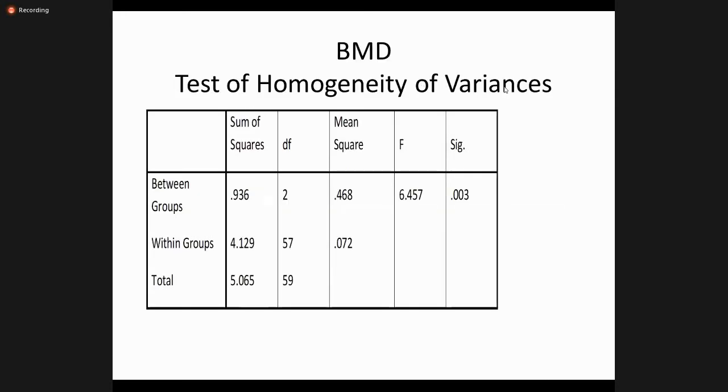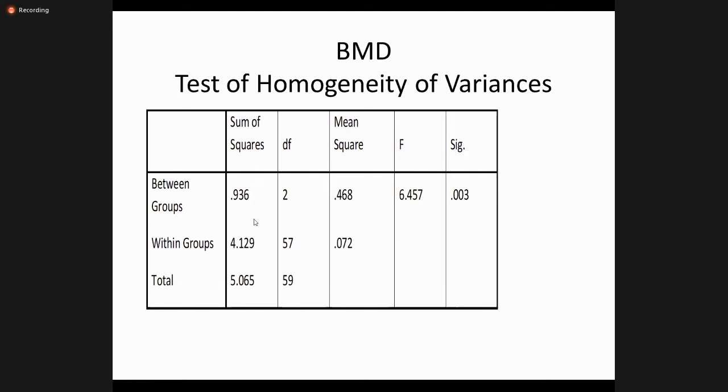You are also asked about the homogeneity of the variance. Means you want to see that all the sample groups have equal numbers in their variances. There are no different numbers.